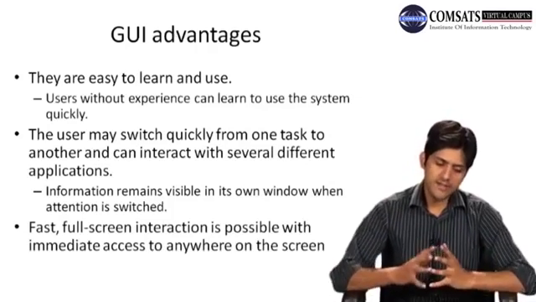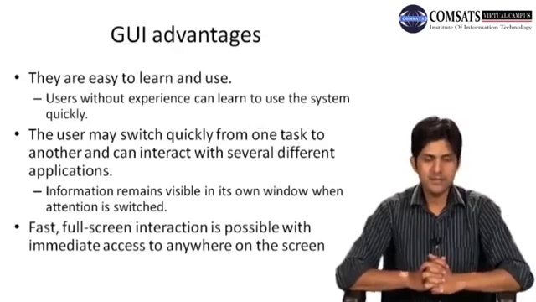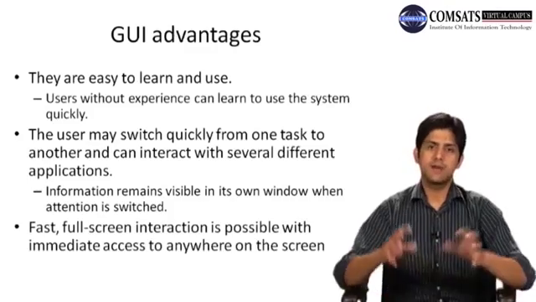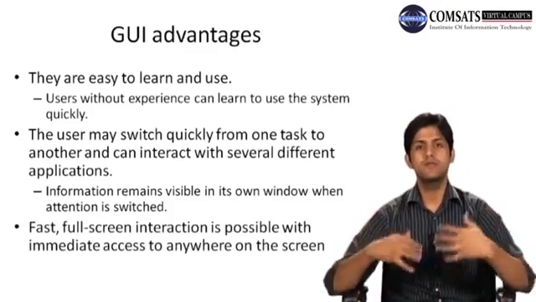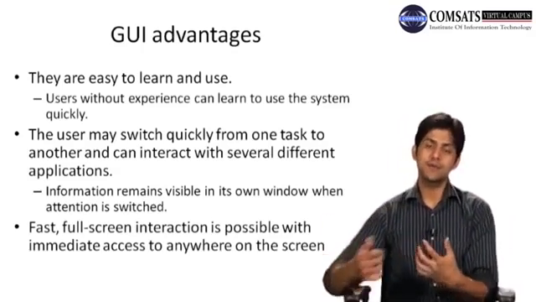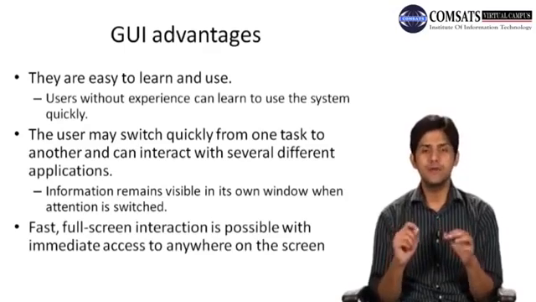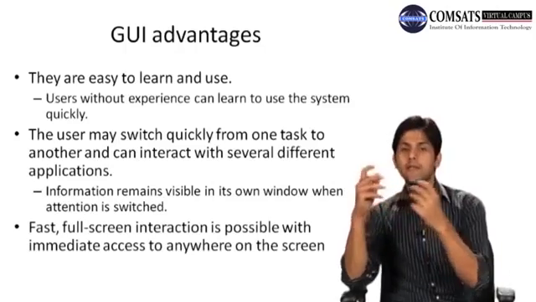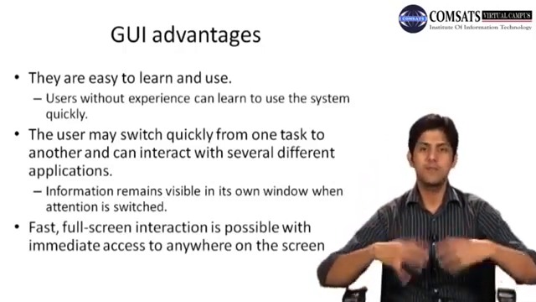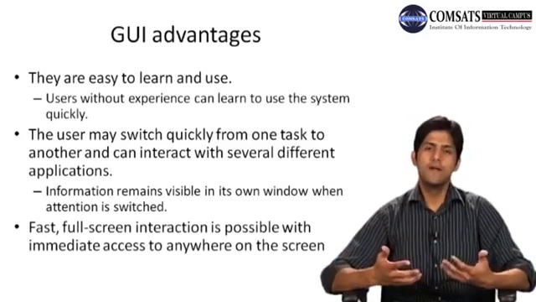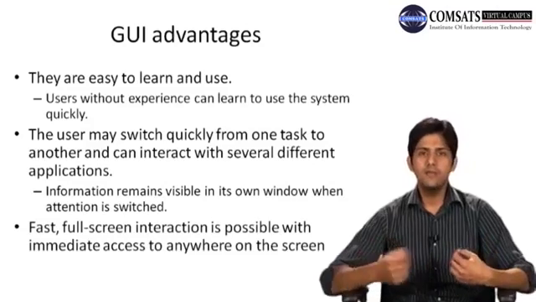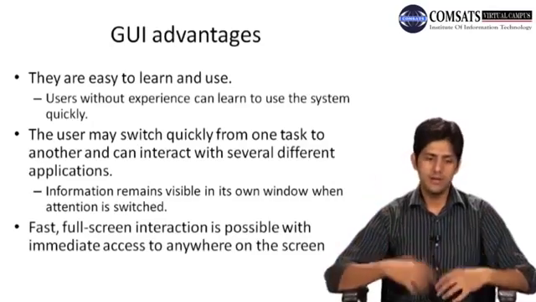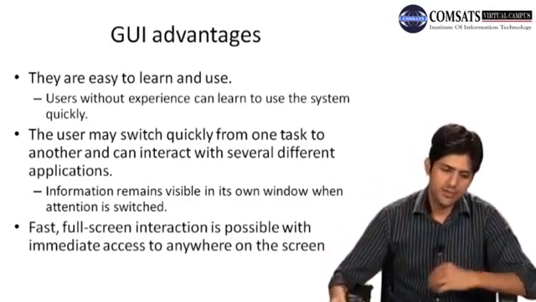Then, fast full-screen interaction is possible with immediate access to anywhere on the screen. Through pointing devices, you can access any part of the screen, so you have the whole screen to represent information. Whereas when you were typing commands, for example in DOS, there was just a command prompt where you write one command and wait. When you have a whole window, the space is big enough. For example, your Windows desktop can have hundreds of icons, which are all applications you can use simultaneously by just one click of your mouse. So these are the different advantages of the graphical user interface.